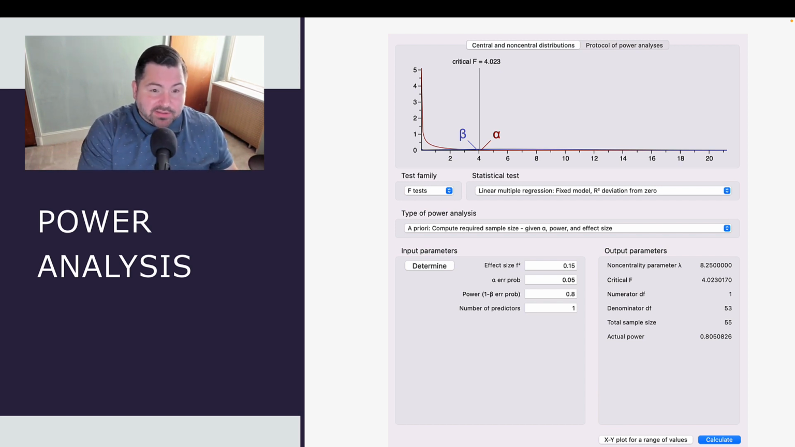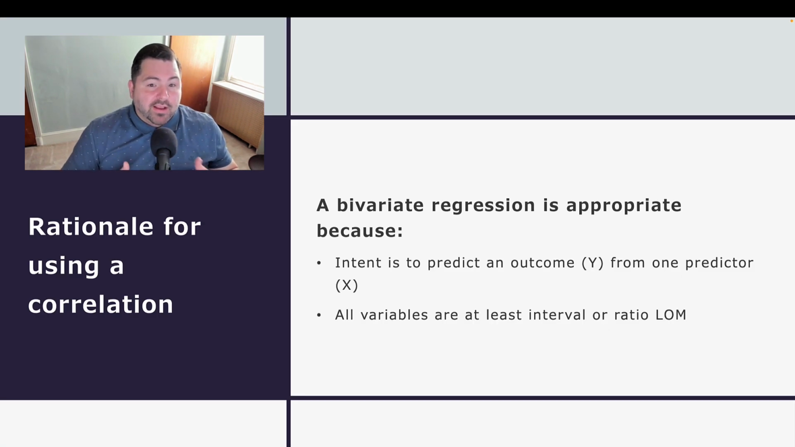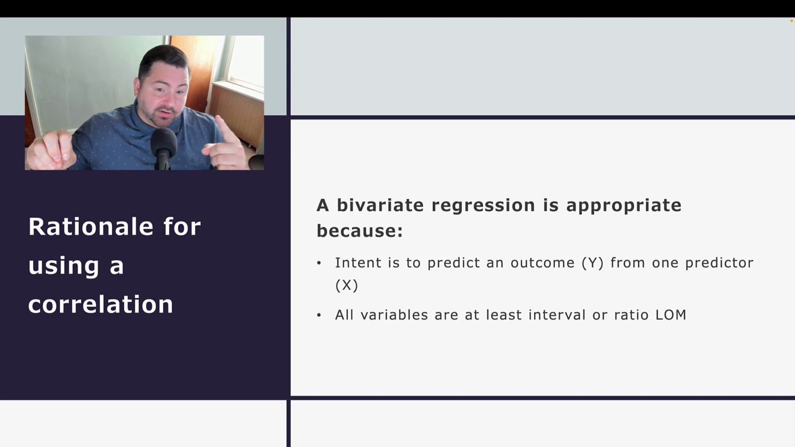So that's power analysis. The reason a bivariate regression is the right tool to answer this kind of research question is that the intention of my project is to use a prediction formula to guess or estimate my Y criterion variable of interest from a single X predictor. Because I want to predict something I don't know about, and that's Y, and I have one X predictor, bivariate regression is appropriate.